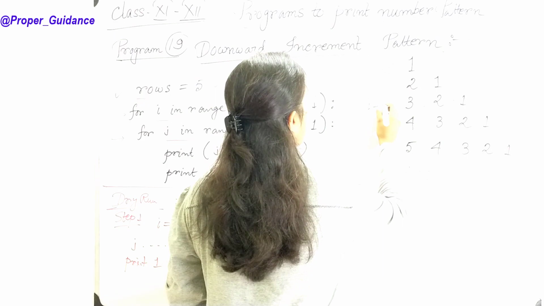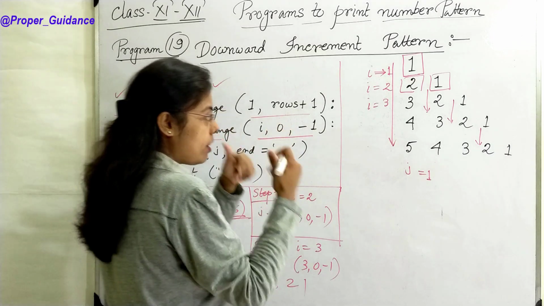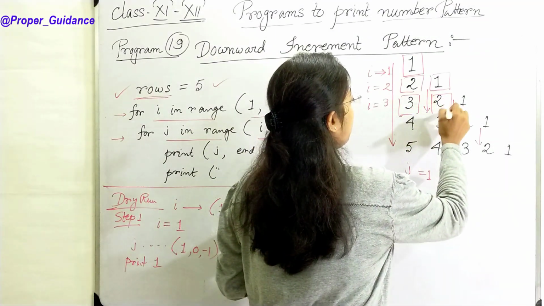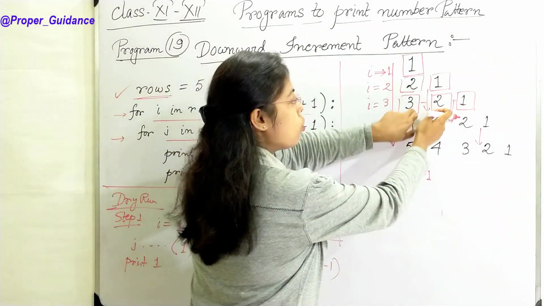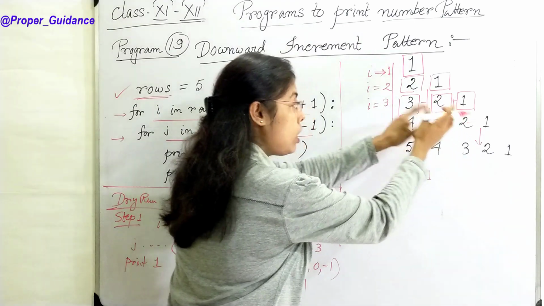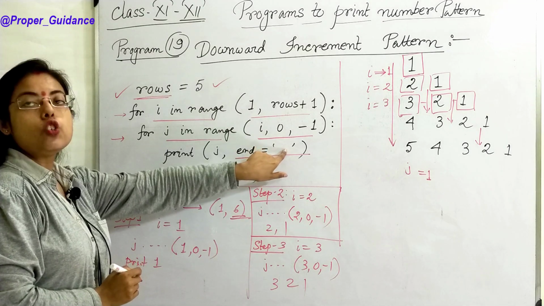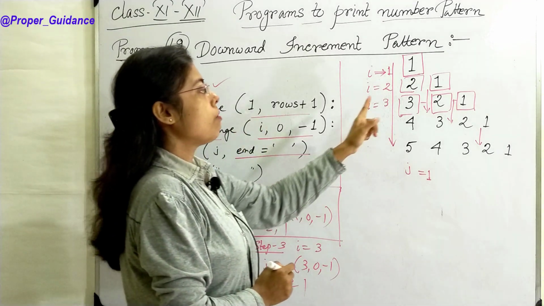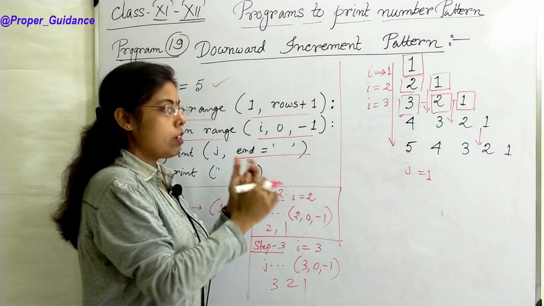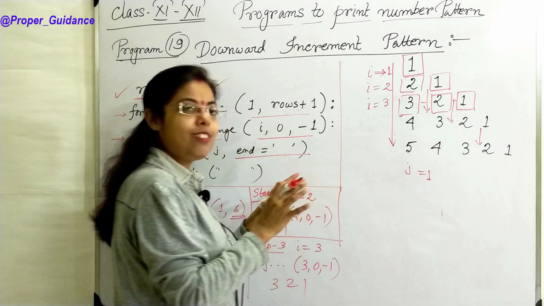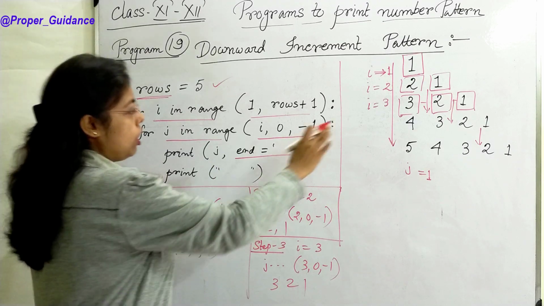Look here, when i equals 3, the values of j in the column section will give us 3, 2 and 1. The space between 3 and 2, and between 2 and 1, is obtained by this end equals to this space. After each printing of j, you will get some space here. Otherwise it will look clumsy and you can't understand it properly. That's why we use a space here, and this is for the new line.